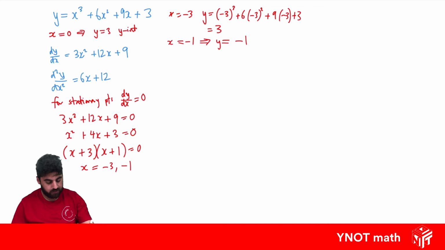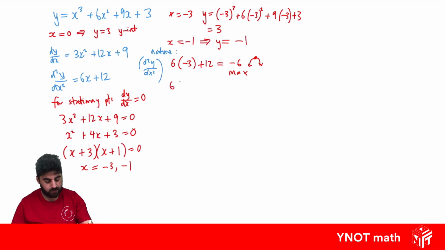So let's sub minus 3 into the second derivative. So we're determining the nature of our stationary points, using the second derivative method. We have 6 times minus 3 plus 12, which gives us minus 18 plus 12 to give us minus 6. So we get a negative value for the second derivative, which implies the curve is concave down there. And if the curve is concave down, that means we've got a maximum turning point.